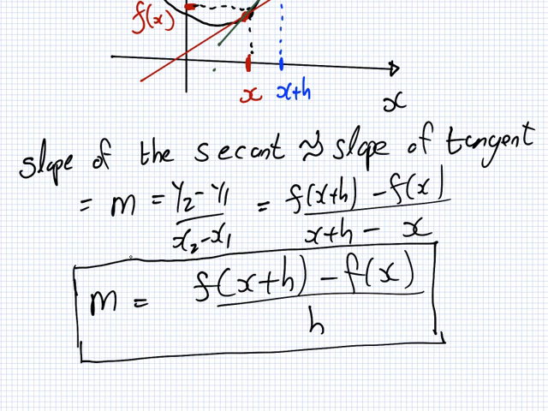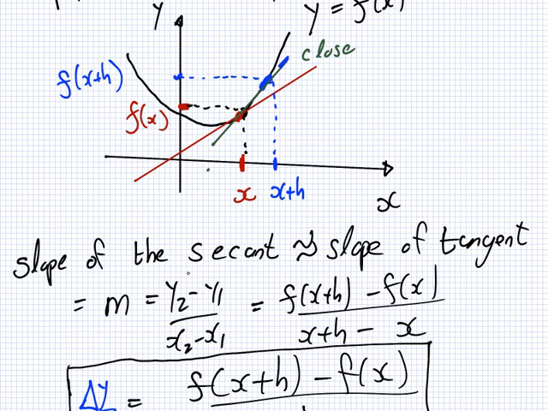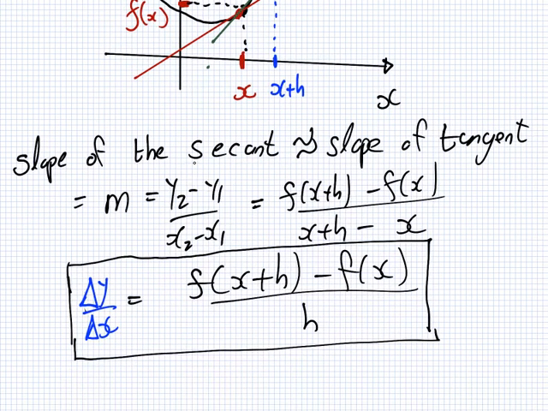This is called the slope of the secant, and we don't use the letter m to represent this slope. We use the symbol delta y over delta x. This is the slope of the secant here, of this line. Let's use this formula with a particular example.